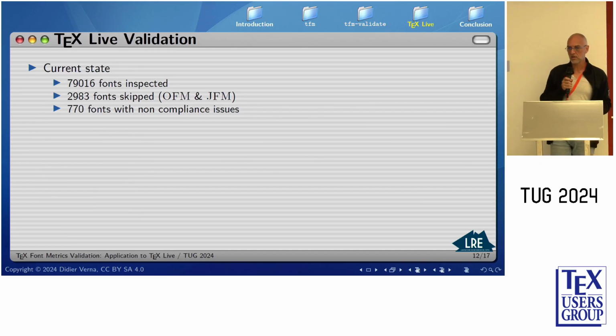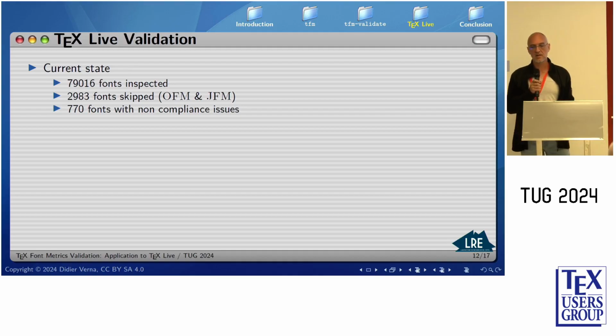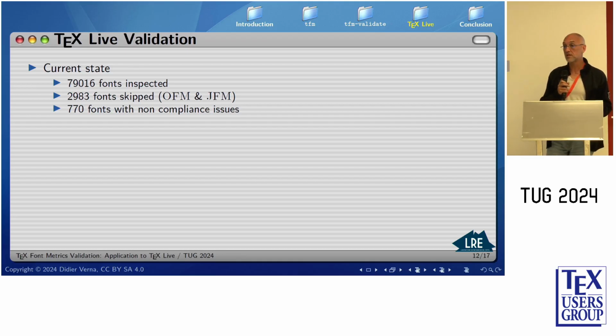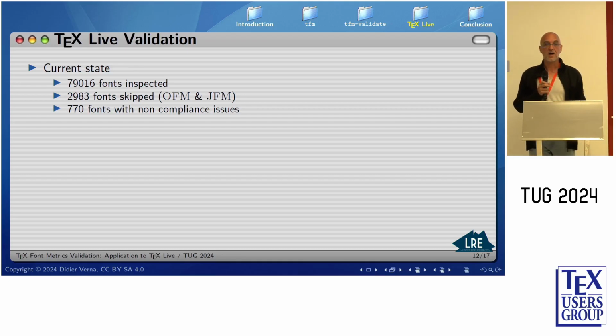So as I was saying before, in the TeX Live distribution, you have slightly less than 80,000 TFM files. I'm currently skipping more or less 3,000 of those because these are actually not TFM fonts, but OFM or JFM, which I do not support yet. I hope it will be coming soon. And surprisingly, at least that was a surprise for me, I found slightly less than 800 fonts with non-compliance issues.